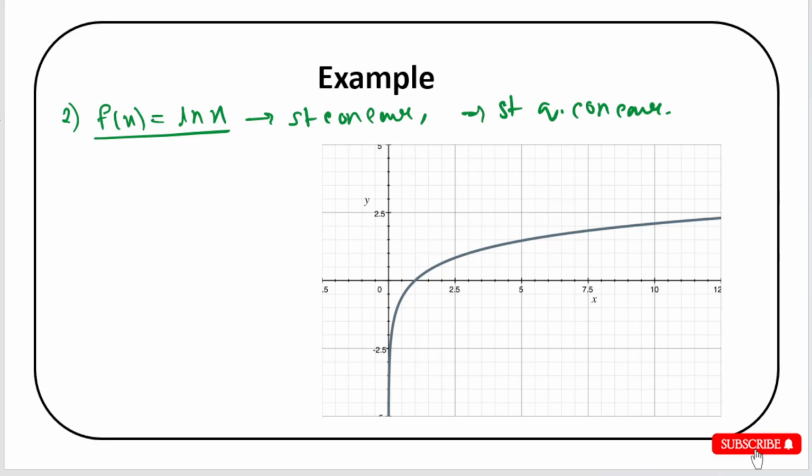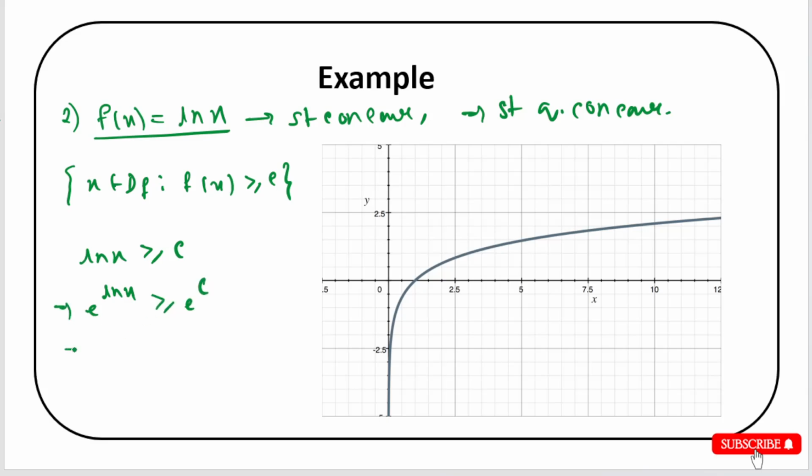Let me go here and show you, such that f(x) is greater than or equal to c, so replace f(x) by ln x, which has to be greater than or equal to c. If you take the exponential on both sides, e to the power ln x is greater than or equal to e to the power c, so it will be simply x, since e to the power ln x is x, is greater than or equal to e to the power c. So if you consider this particular domain, then you can show that it is a strictly quasi concave function.